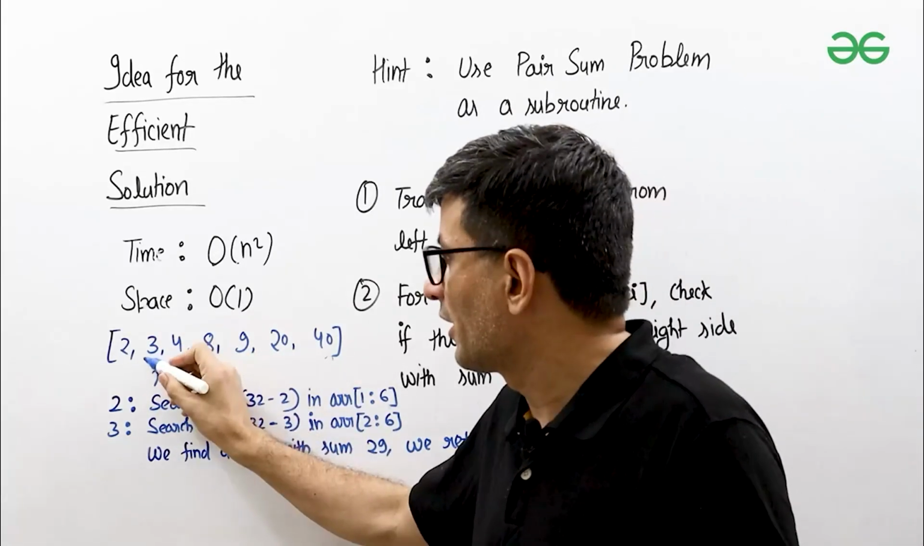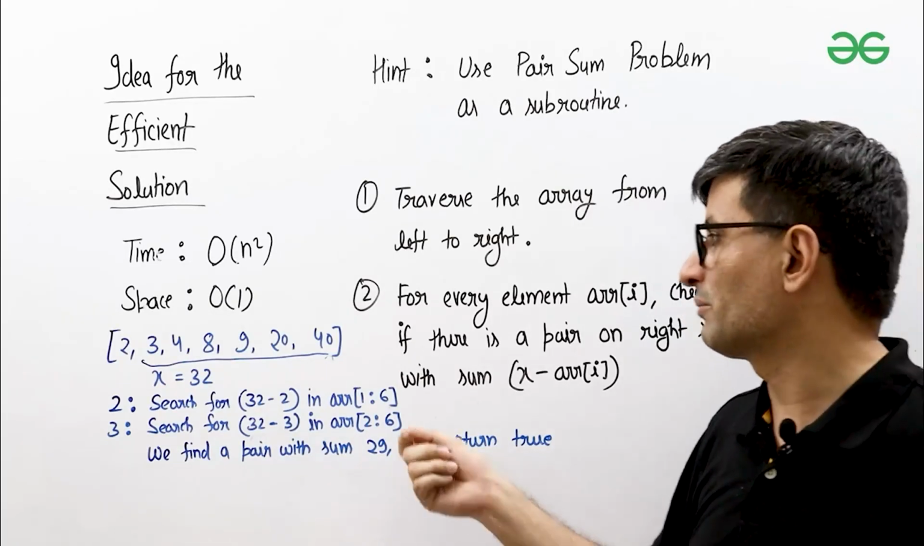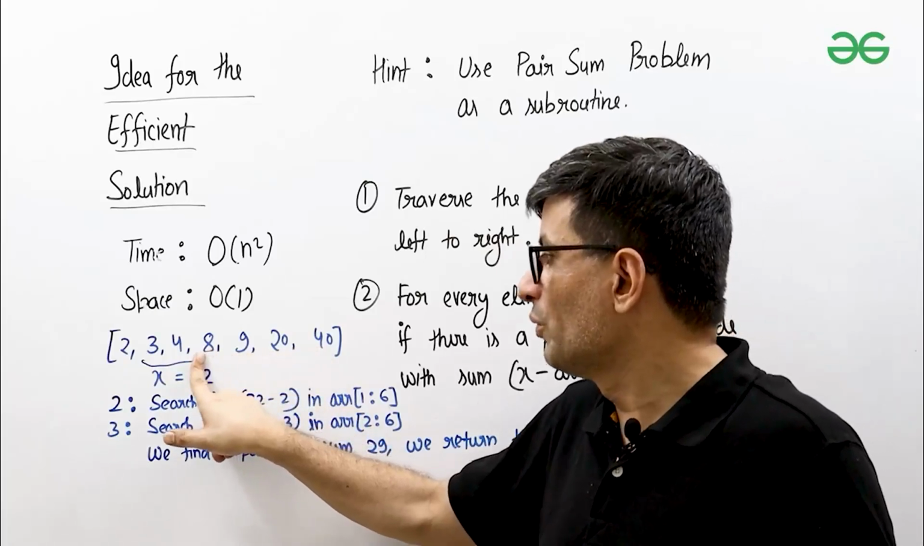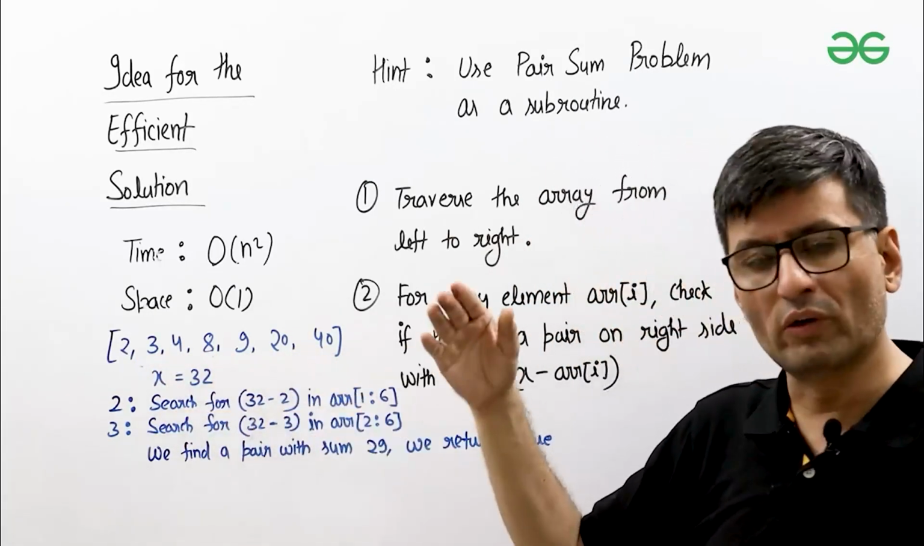If we find a pair with sum 30 in this subarray, then there is a triplet with sum 32 where one element is 2, right? That's what we do. So with 2, we do not find a pair with sum 30. There is no pair with sum 30 in this subarray. So we move ahead to the next element.